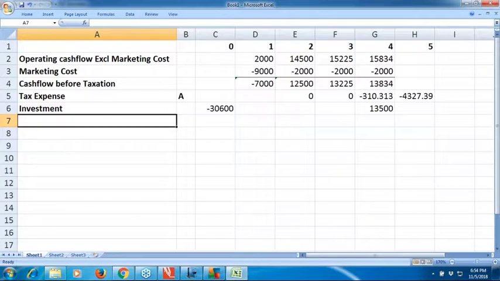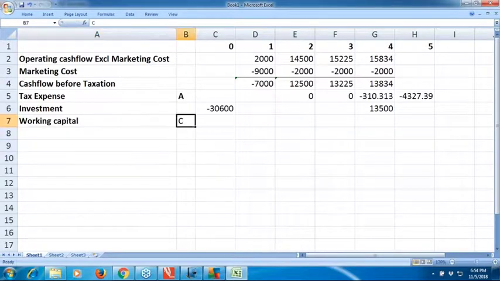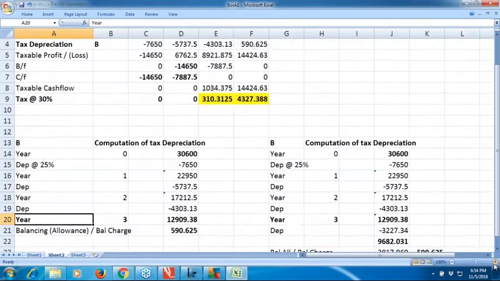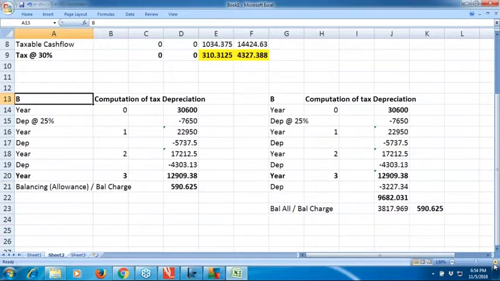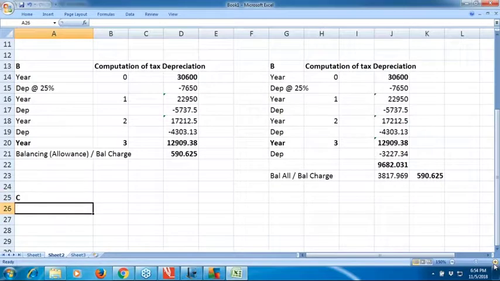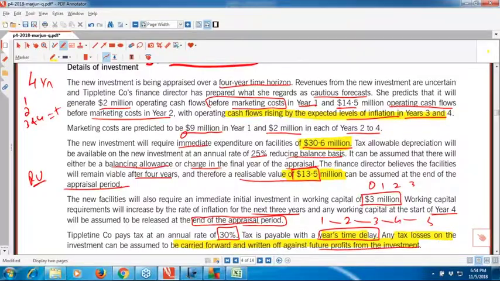Now, what next is there? We have got the working capital. So what I'm going to do is perform a working for the working capital. You would be asking how you would perform the working for the working capital. So let's talk about that. What is the relevant scenario with respect to the working capital?